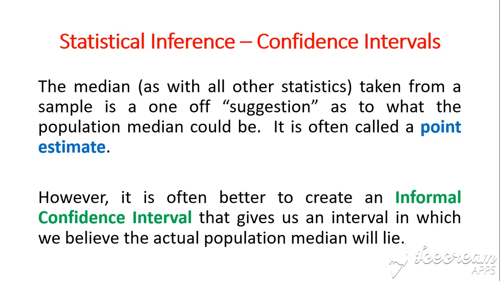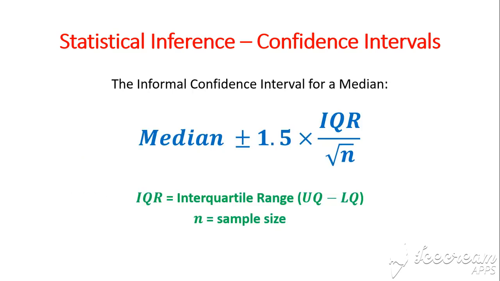Now we know the median, as with all other statistics that have been taken from a sample, is a one-off suggestion as to what the population median could be. It's often called a point estimate. However, it is often better to create an informal confidence interval that gives us an interval in which we believe the actual population median will lie. We looked at this in the last video.